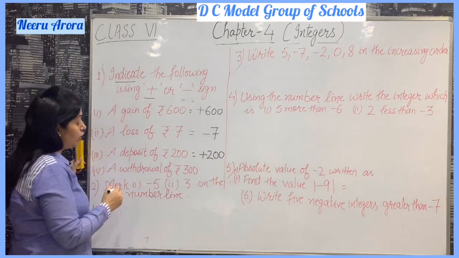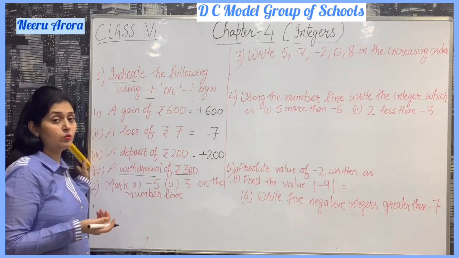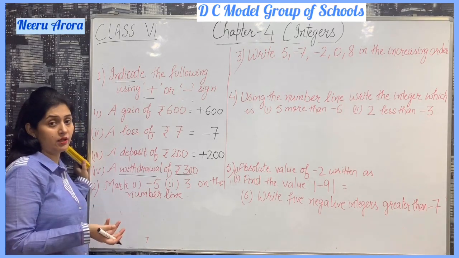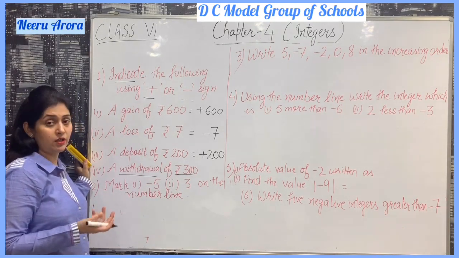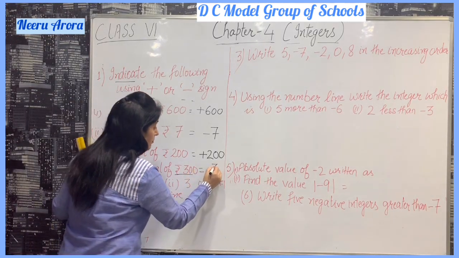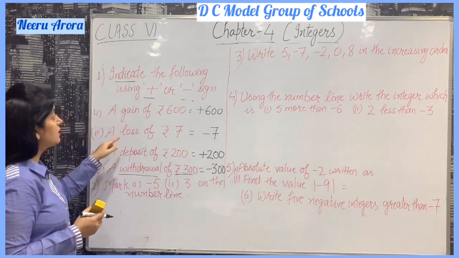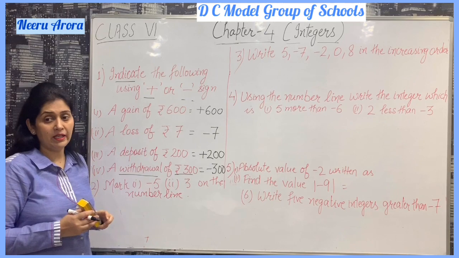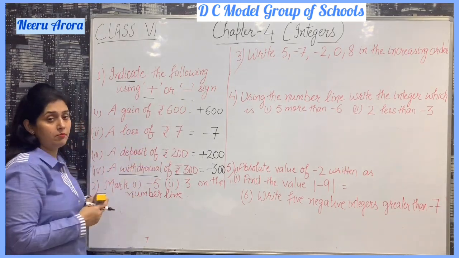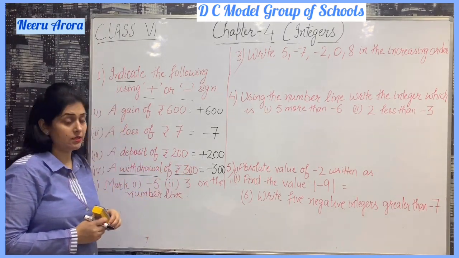Here, a withdrawal of rupees 300. Withdrawal means you are taking something out from your account. Suppose you have 500 in the account and you are taking 300 out of that 500. What sign comes here? Minus 300. So the question is to indicate all these using plus or minus sign. With gain, plus sign comes; with loss, minus; deposit, plus; withdraw, minus.